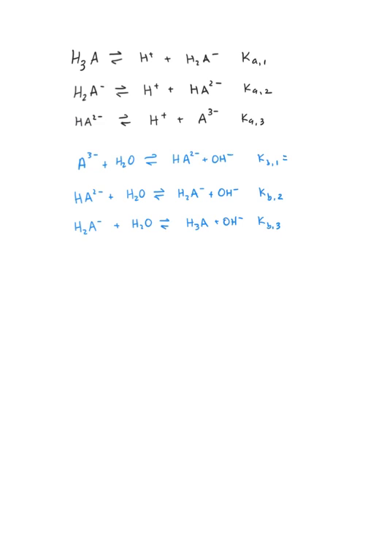Kb1 is effectively the reverse reaction from Ka3, so we can calculate it from Kw over Ka3. Kb2 could be calculated as Kw over Ka2, and Kb3, Kw over Ka1.